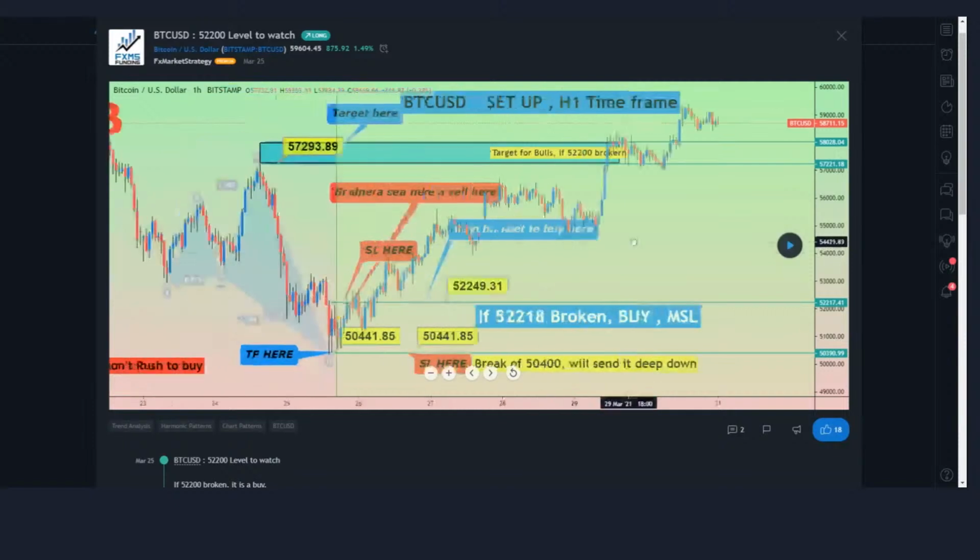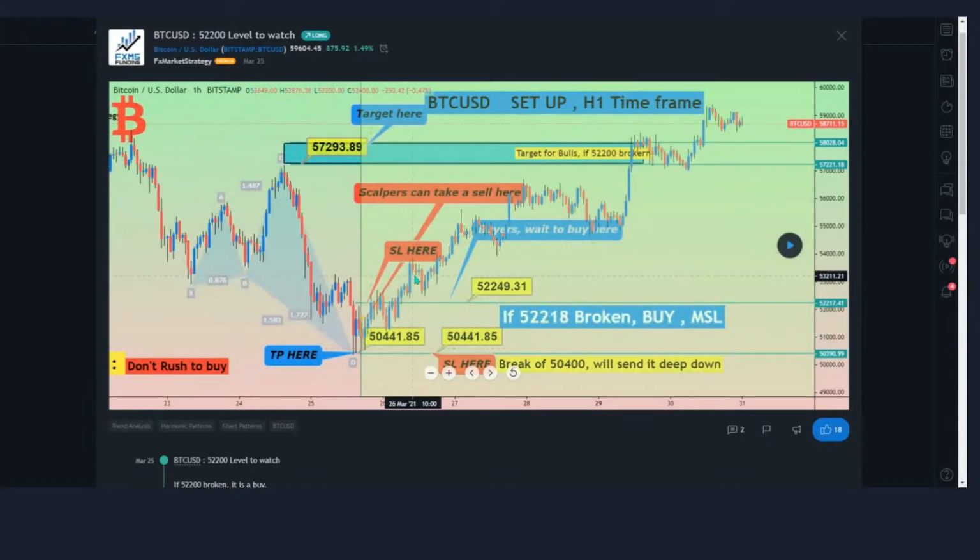Okay, guys. So you can see the scalpers were actually able to get this one. See, it says Bitcoin USD bullish above 52,200 only, and that's what also sell. So the sell did work for scalpers, and the swing trade did work for bulls. Okay, so two trades right here.